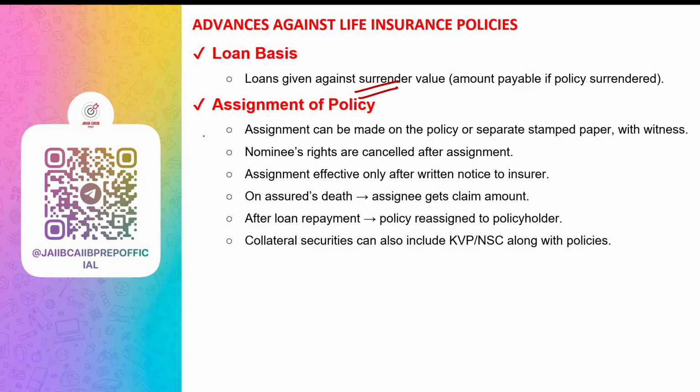Assignment of policy. So, assignment can be on the policy itself or on stamped paper. Again, it must be witnessed. Nominee's consent is not needed, because nomination gets cancelled automatically. So, nominees' rights are cancelled after assignment. So, their consent is not required. Assignment is valid only after written notice to the insurance company. So, assignment is effective only after written notice.